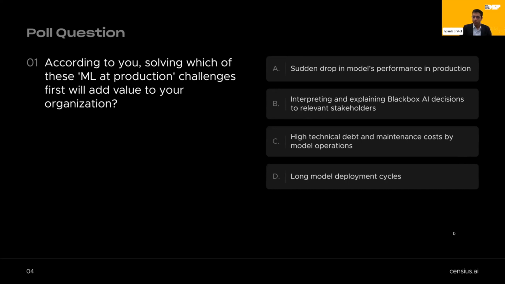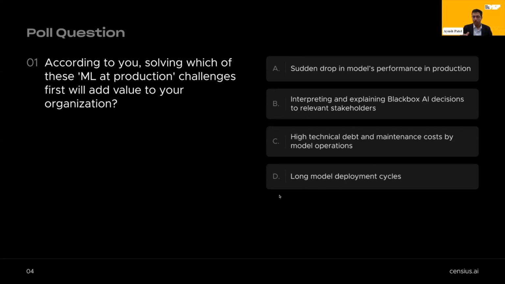So just a quick outcome for this. 46% of you say interpreting and explaining black box AI decisions to relevant stakeholders is the most important challenge, followed by sudden drop in model performance for 25% of people, and then high technical debt and maintenance costs by model operations, 21% of the people. Wonderful. We'll spend a lot more time looking at black box AI decisions in a later part of this presentation. We can just share the results too.